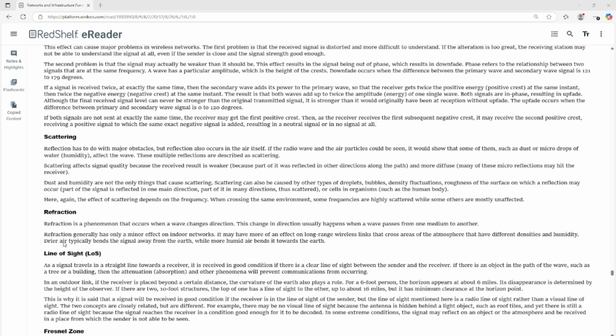Refraction. Refraction here is a phenomenon that occurs when a wave changes direction. This change in direction usually happens when a wave passes from one medium to another.